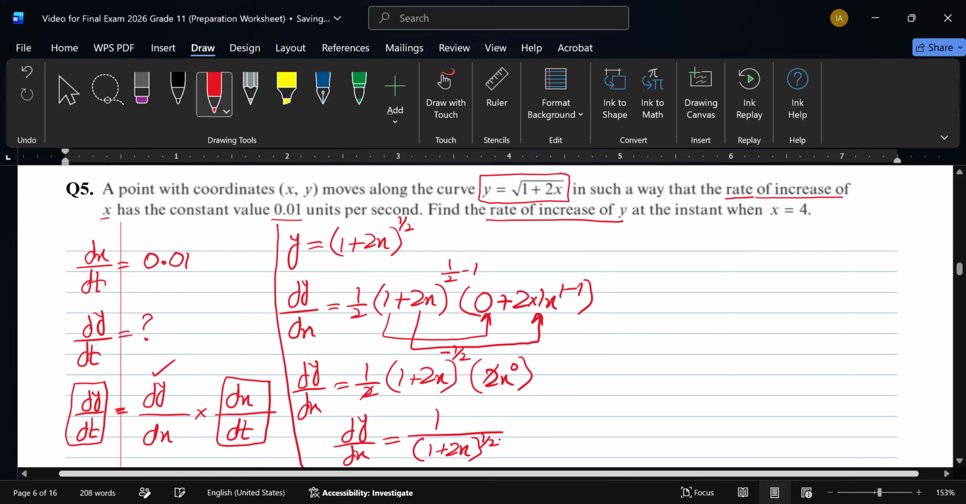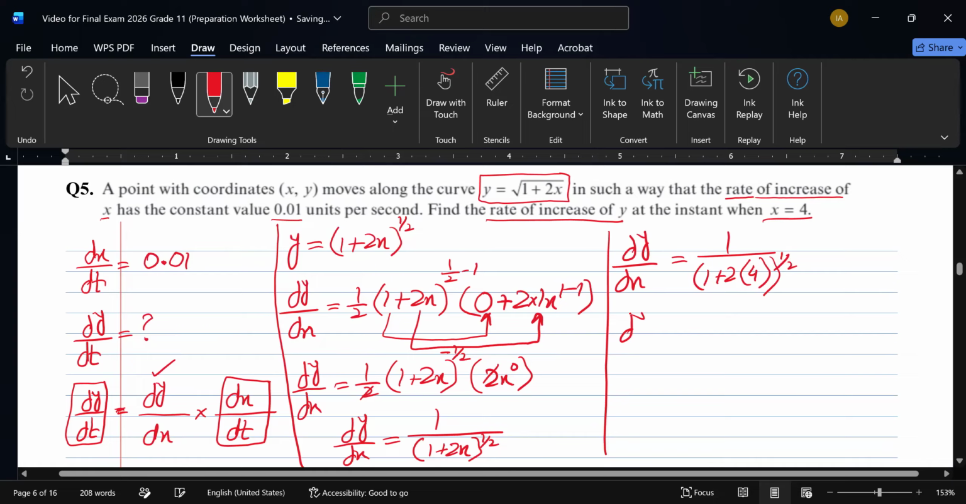As you notice, I bring the 1 plus 2x down into the denominator. Why? Just to make the power positive. But I have to substitute the value of x equals 4 because I need a numerical answer. That's why I substitute x equals 4 in this first derivative. So 1 over (1 plus 2 times 4) to the power half. So dy/dx is going to be 1 over 9 to the power half, which means it's going to be 1/3.